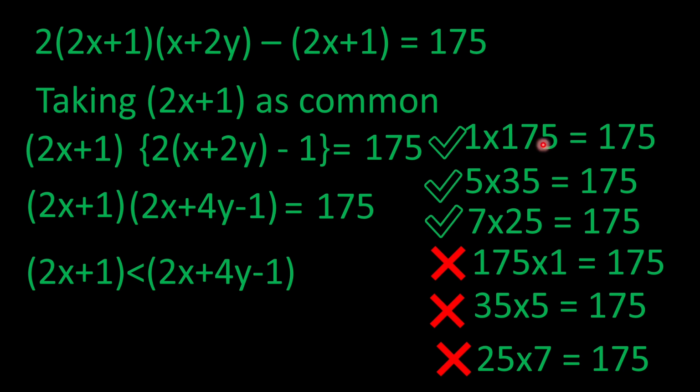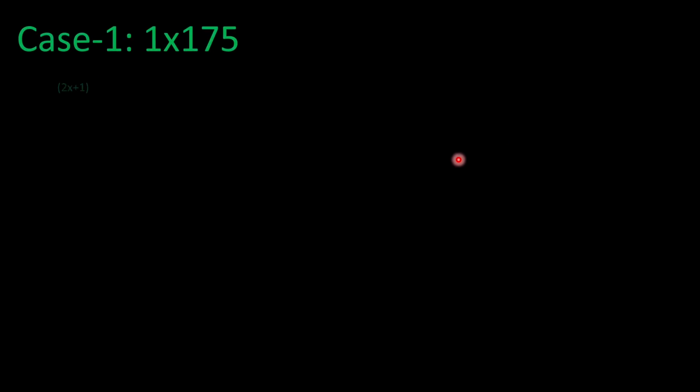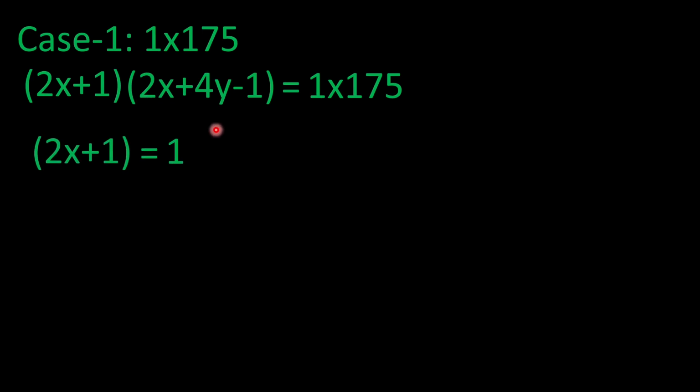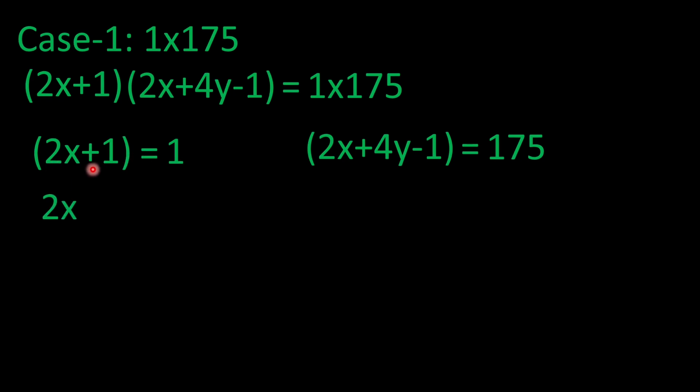So let's take this case 1, which is 1 times 175, basically the factors of 175. Now 2x plus 1 equals 1, and similarly 2x plus 4y minus 1 equals 175. And now look at this: 2x plus 1 equals 1 means that 2x equals, we will shift this plus 1 to the other side of the equation, so this will become 1 minus 1.